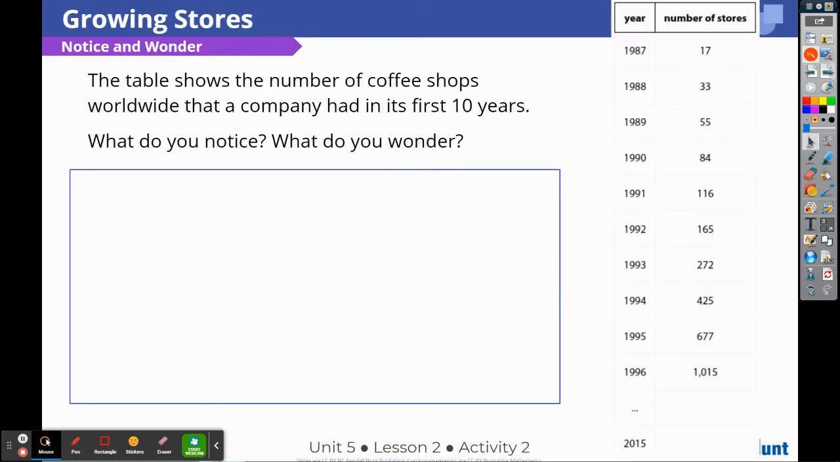So let's look at this problem. We have another table that I want you to look at the pattern and see what you notice and what you wonder.